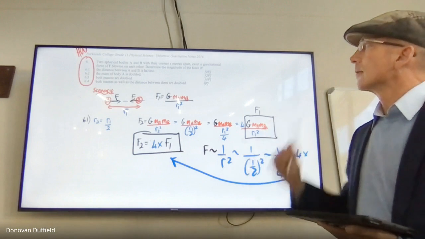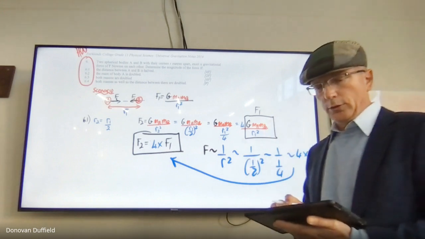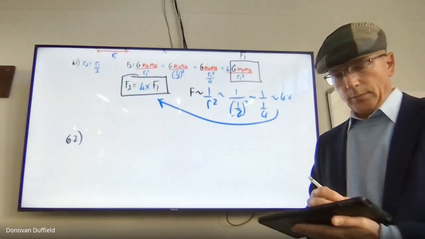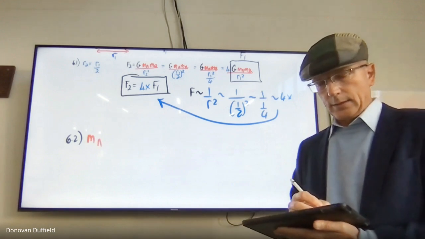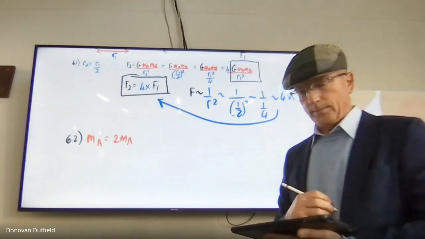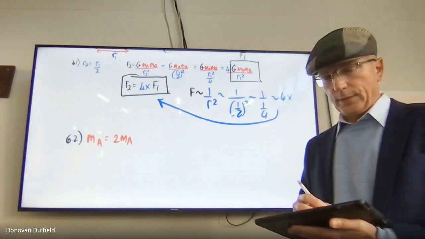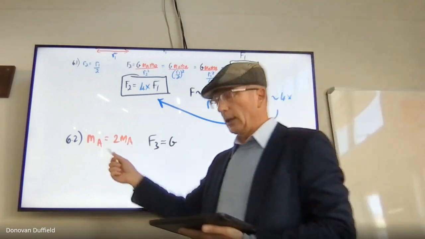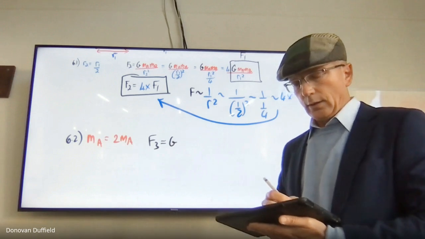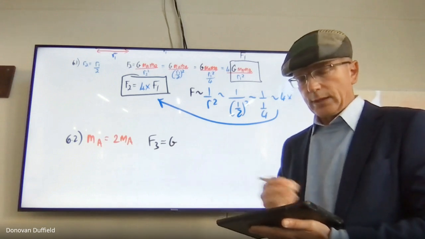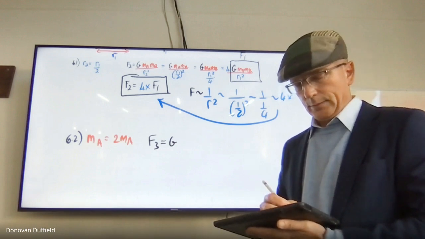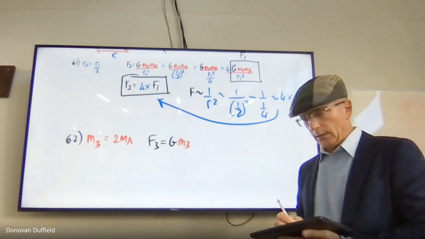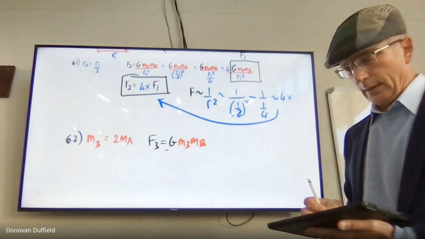So let's look at 6.2. 6.2 says the mass of body A is doubled. So the mass of body A is now double what it originally was. This is easier. Force 3 is going to be G, and let's call this new mass, mass 3. So this is going to be G, mass 3 times mass B over the radius squared.